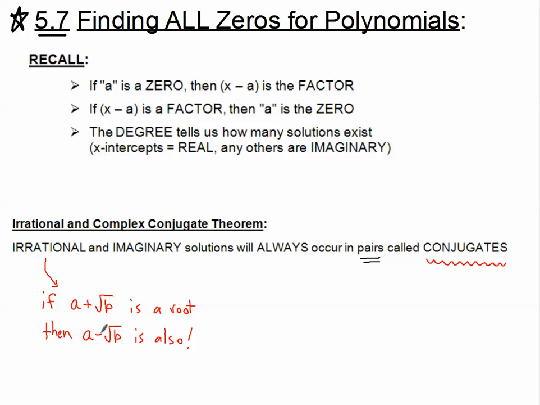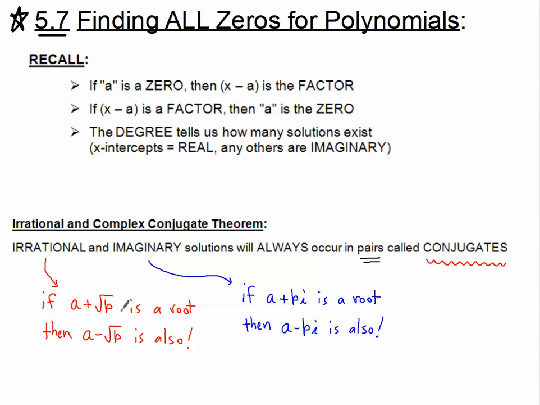Really, we're just changing the middle sign. A plus the square root of b, a minus the square root of b. Same sort of thing for the imaginaries. If we have a plus bi is a root, then its conjugate must also be a root, and the conjugate of a plus bi is a minus bi. I'll put an exclamation point because I'm excited about that. So this is our irrational and imaginary complex conjugate theorem.